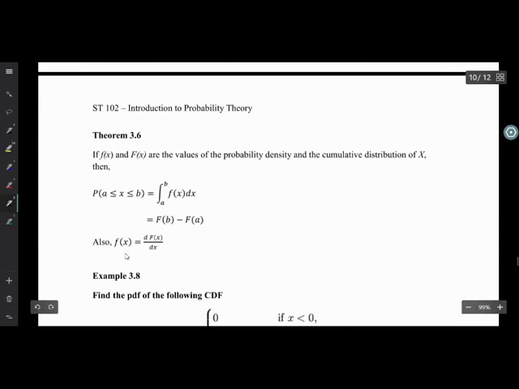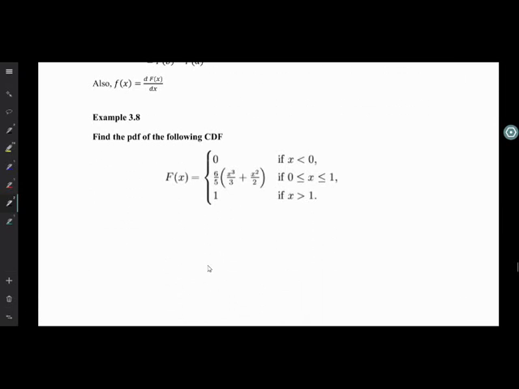And also, if you want to find small f(x) from capital F(x), that is the PDF from the CDF, you can do that easily, because the reverse of the integration is the derivative. If you take the CDF and get the first derivative, you can get the PDF. You can do that only for continuous random variables, where you have the integrations and the derivatives. So here's the example. You have to find the PDF of this given CDF. You can see the support of x is from 0 to 1.